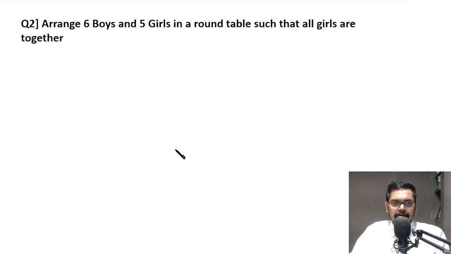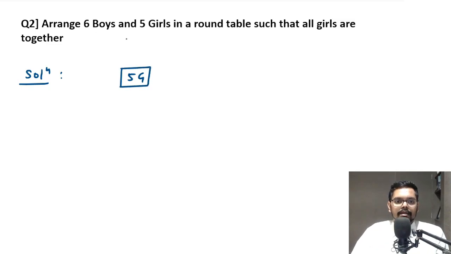You don't believe me? Try this question by yourself. Arrange 6 boys and 5 girls in a round table such that all girls are together. Pause the video, try by yourself, then look at my solution. Whichever way you feel comfortable, you can do it. My way is all girls are together, so 5 girls should be together, so make them 1 player. Then we have 6 boys, they are not inside a box. Okay, 6 boys are like this, B1 B2 B3 B4 B5 B6.